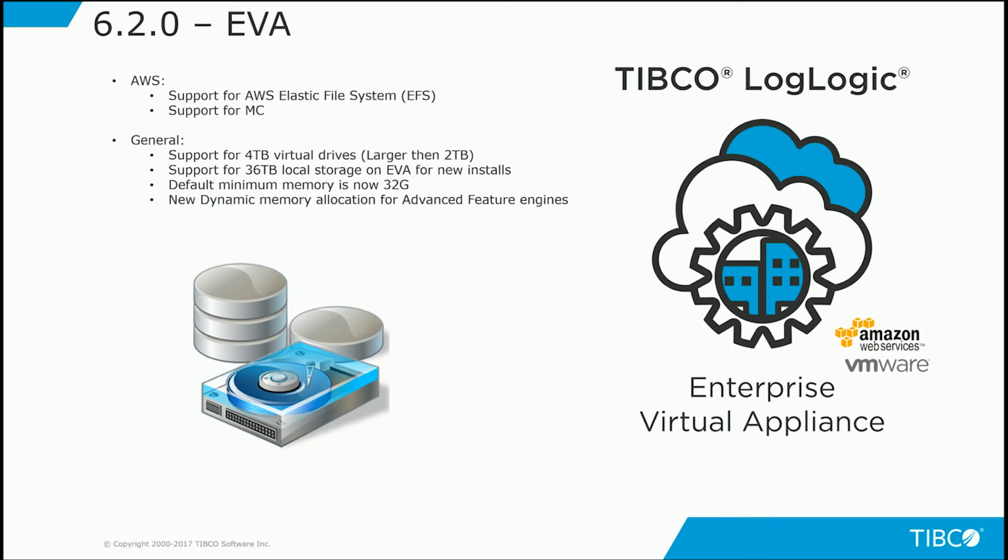Looking at 6.2 EVA updates, we now support AWS Elastic File System or EFS, as well as MC support in AWS for EVA. In general, we now offer EVA support for 4 terabyte virtual drives, as well as support for up to 36 terabytes of local storage on EVA for new installs. The default memory has now been increased to a minimum of 32 gigs, and we've introduced logic to dynamically allocate memory for the advanced feature engines based on the available memory configured at the time of deployment for EVA.